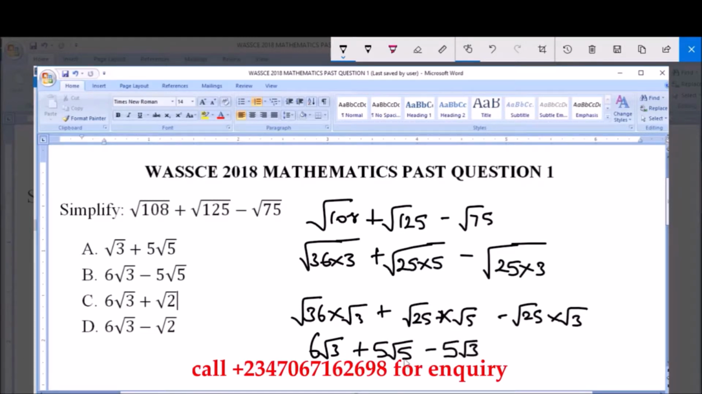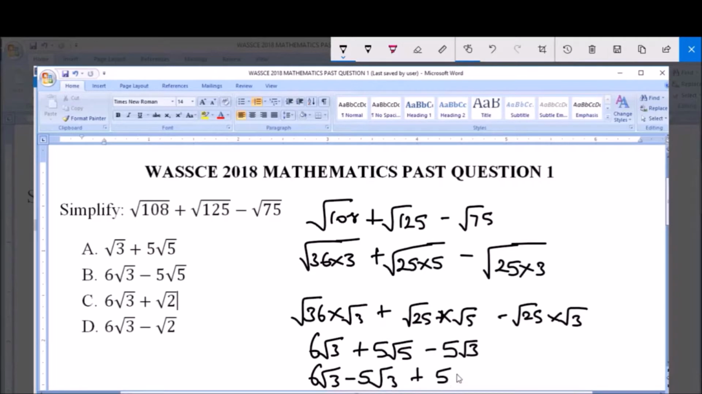Now from this you can collect like terms by saying 6 root 3 minus 5 root 3 plus 5 root 5, and from here you see that the 6 root 3 minus 5 root 3 will give us root 3 plus 5 root 5, and this is the answer to this question, and that is option A. So option A is the correct answer to this question.